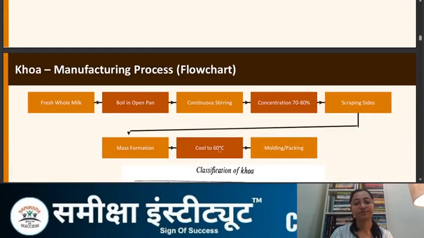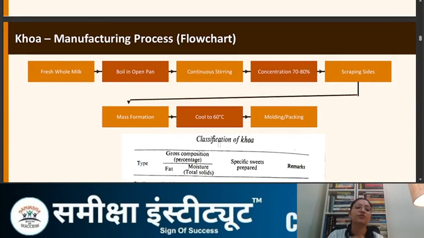Very important process. So what we do here is take fresh whole milk and boil it in an open pan continuously. We keep on stirring it. The kind of utensil that we use in this will also lead to around 100 ppm, 110 ppm of iron being added. Sometimes 104 ppm, sometimes 110 ppm.